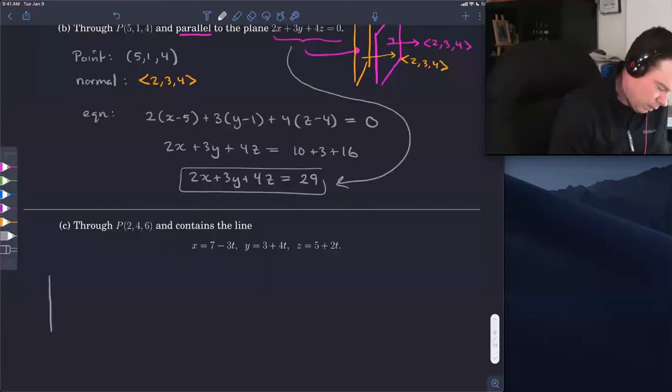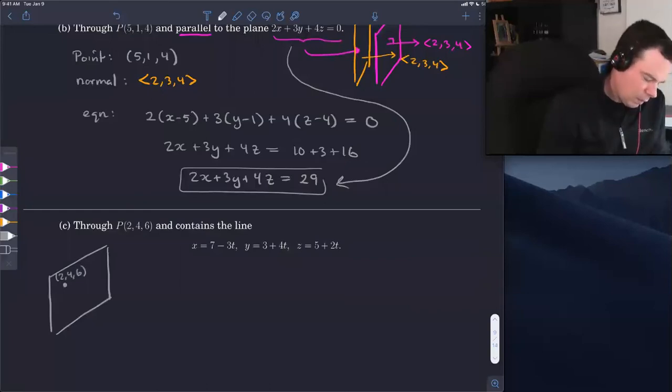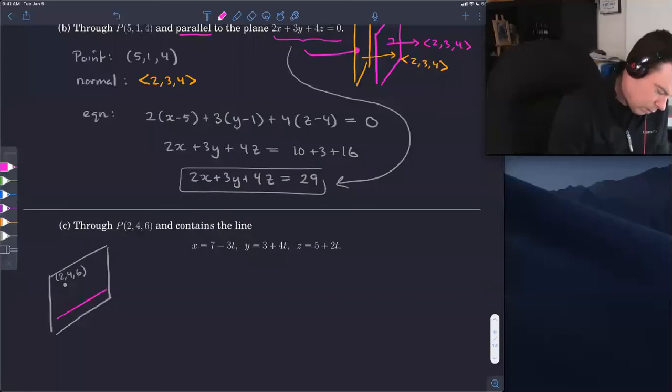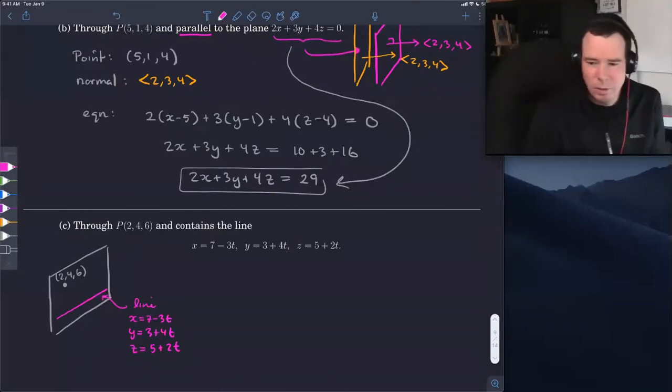So I need the plane. Maybe it looks something like this. I want it to contain the point (2, 4, 6). And I want it to also contain the line. We'll write the line like this. So there's our line, which is x equals 7 minus 3t, y equals 3 plus 4t, and z equals 5 plus 2t. So that's the plane I'm looking for. It's got to contain that line and contain the point (2, 4, 6).